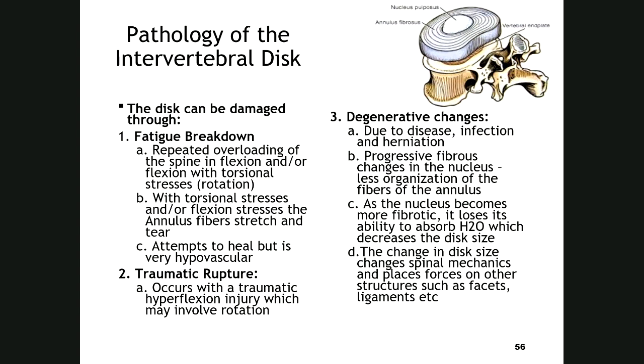As the nucleus becomes more fibrotic, it loses the ability to absorb water, which is going to decrease the size of the disc. The change in the size of the disc changes spinal mechanics, because not all the discs are going to be the same, since one has lost the ability to absorb water. So it's going to throw everything off. As the example here shows, it can place forces on other structures, such as the facets and the ligaments. So now they have to work extra hard to keep that spine stable because of the lack of size in the affected disc.